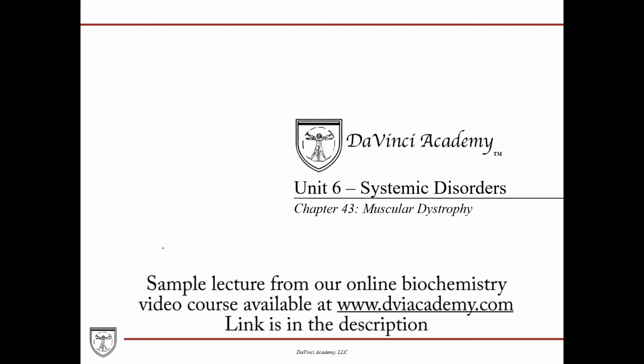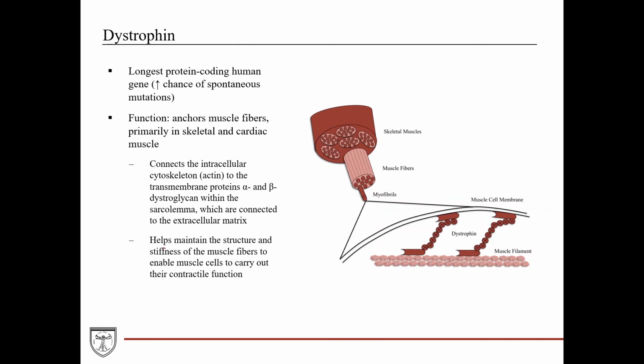So for this lecture of Unit 6, we're going to talk about muscular dystrophy. You can't talk about muscular dystrophy without first talking about the protein dystrophin, which is found in muscle cells. There's a gene that codes for dystrophin, which is actually the longest protein-coding human gene. That means of all the genes in the human genome that code for proteins, it has the longest sequence, and as a result, it has an increased chance of spontaneous mutations.